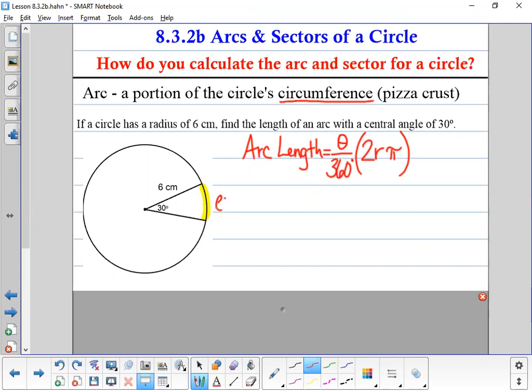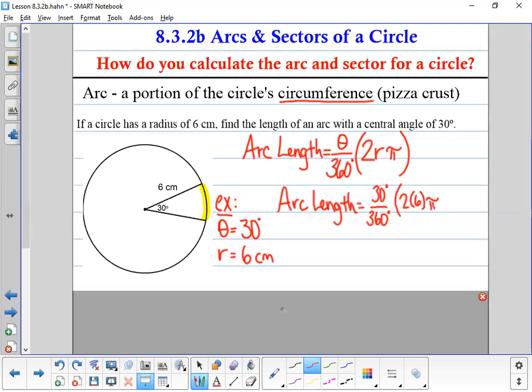For this example here, I have this circle. I know that the central angle, or theta, is 30 degrees. And I know that my radius, r, is 6 centimeters. I want to find the arc length for this. So my arc length is going to equal 30 degrees divided by 360 degrees times 2 times 6 times pi.